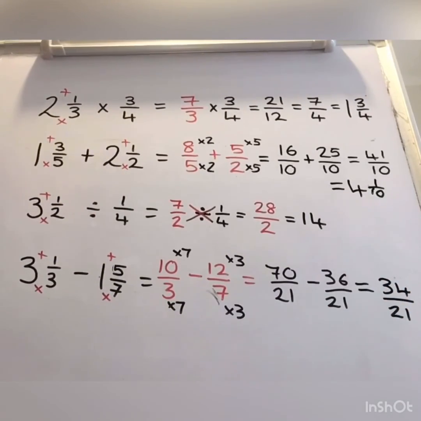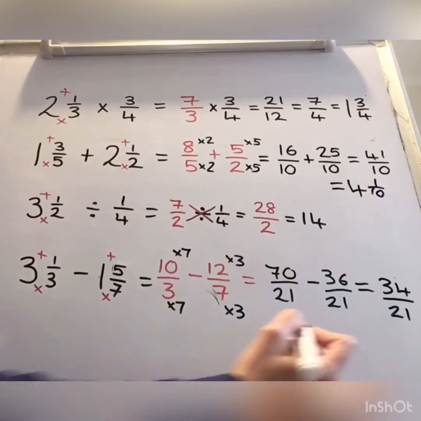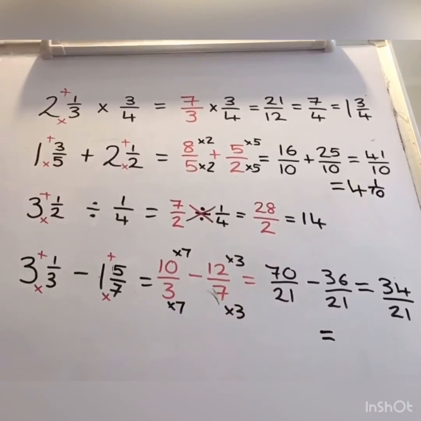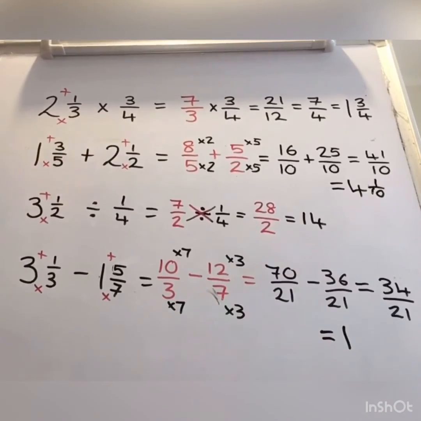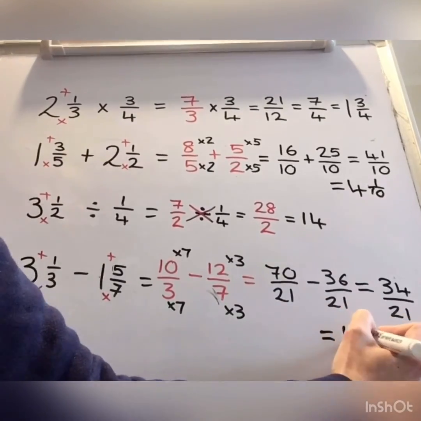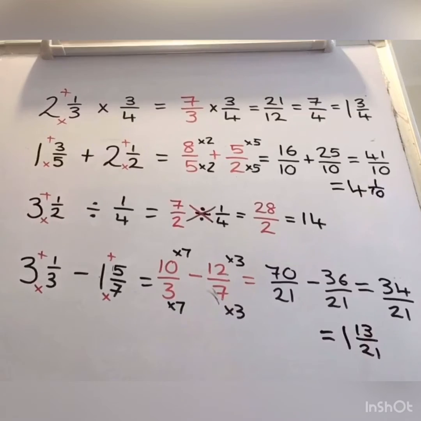Again, we have another improper fraction. This won't always be the case, but in all 4 of the questions I've done here it was, so we convert it back into a mixed number. So how many times does 21 go into 34? It would be once, with a remainder of 13, and that 13 goes back over the 21.